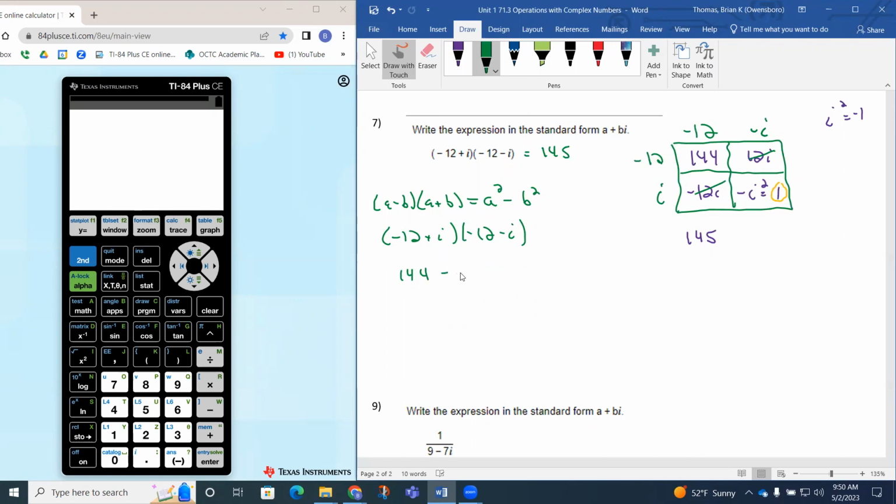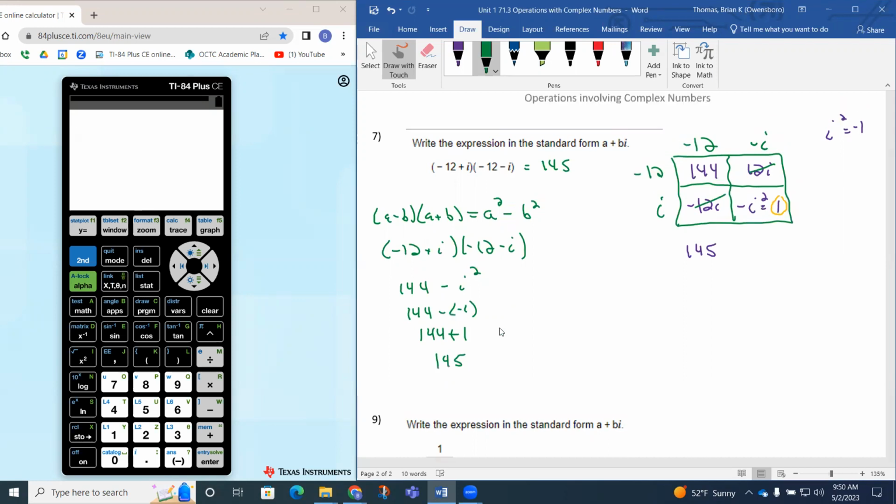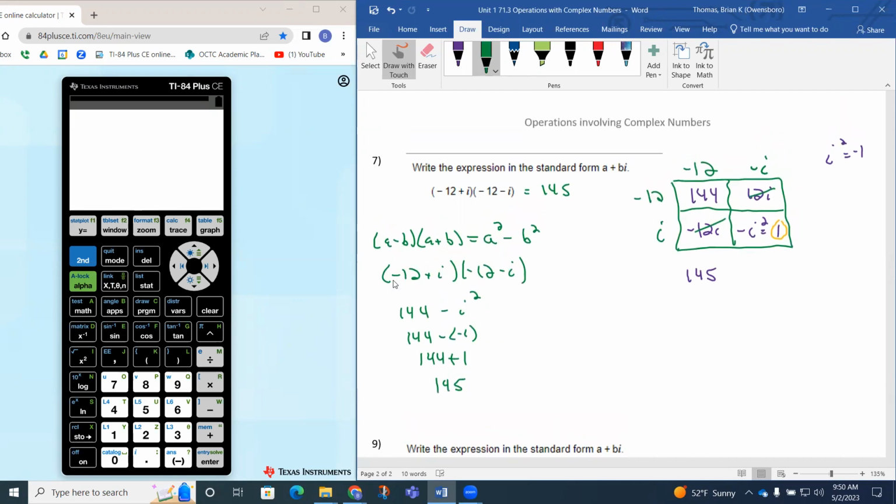So it's going to be 144 minus the i squared. But remember, i squared is a -1. So that's going to be 144 take away -1, which actually means 144 plus 1, which in turn gives me a 145. So you can apply the difference of squares. All you got to do is square the first term, square the second term, and put a subtraction sign between them. And then just simplify it from there.